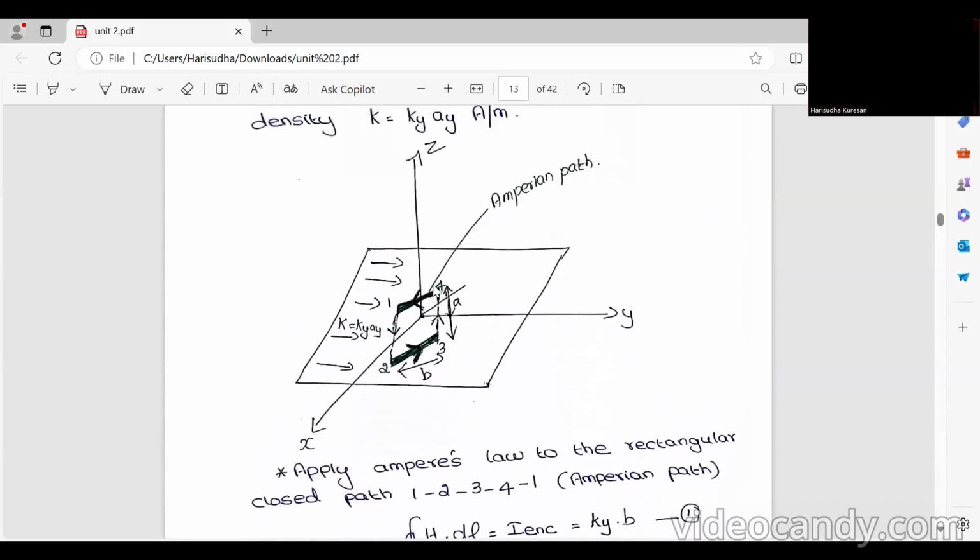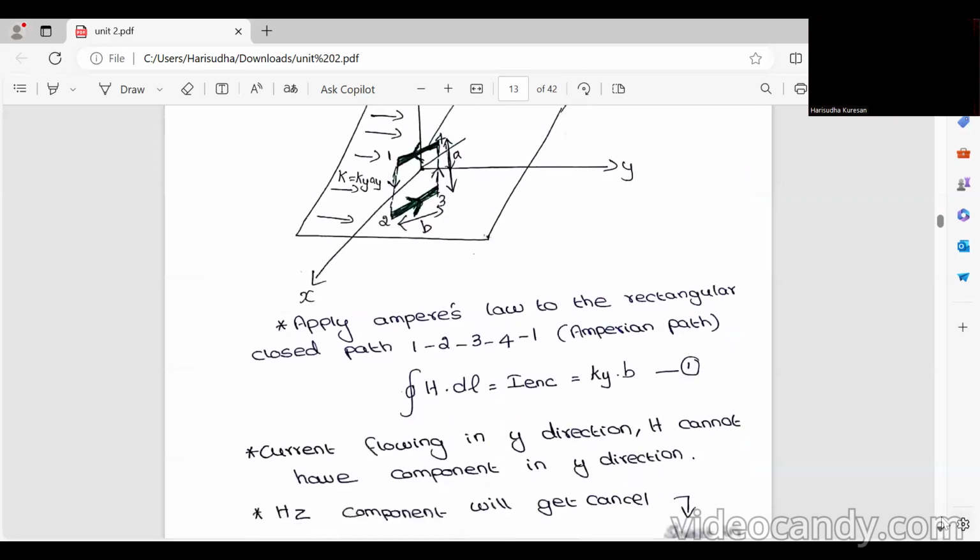So we can find H dot dl for this rectangular sheet. We can write the integral for the path 1 to 2, plus the integral for the path 2 to 3, the integral for the path 3 to 4, and again the integral for the path 4 to 1 of H dot dl. We need to find what those things are.